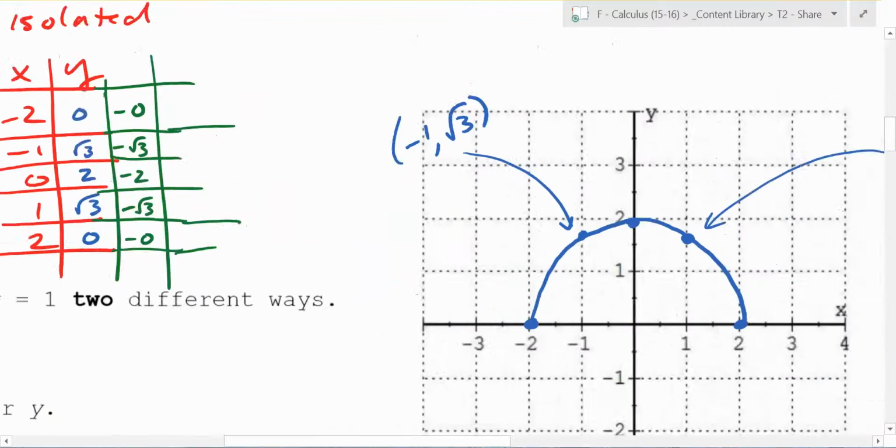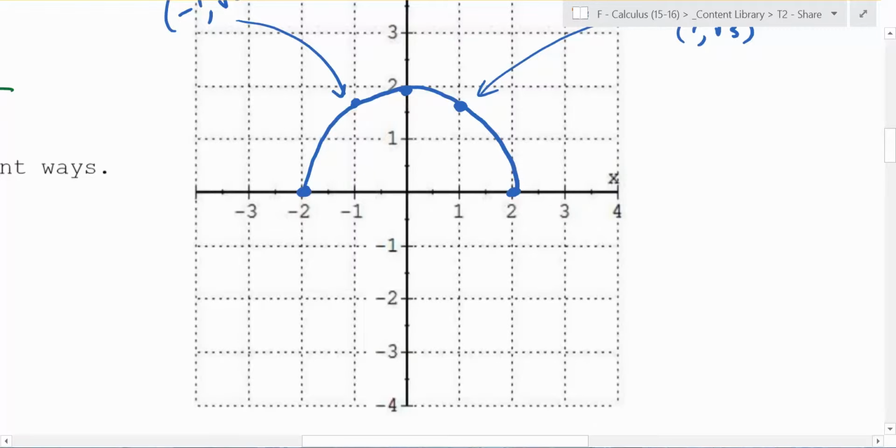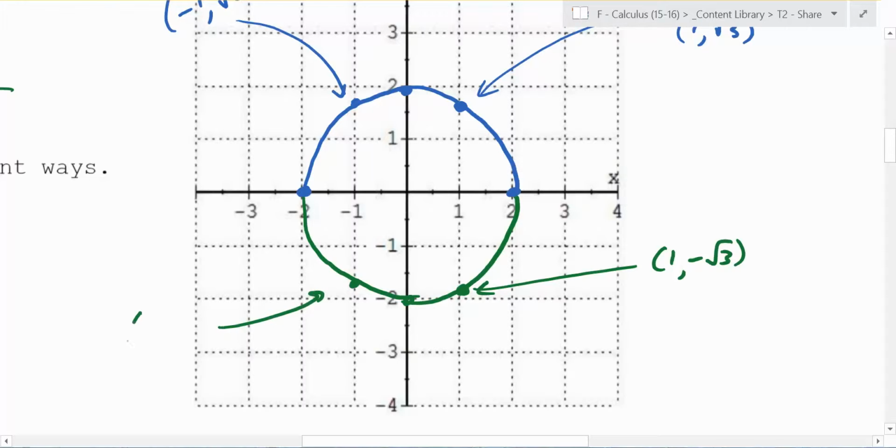So if you plot all those points, what do you end up with? Someone said it. A circle. You end up with a circle. So what point is that right there? That's 1, -√3. And what point is this right here? -1, what?